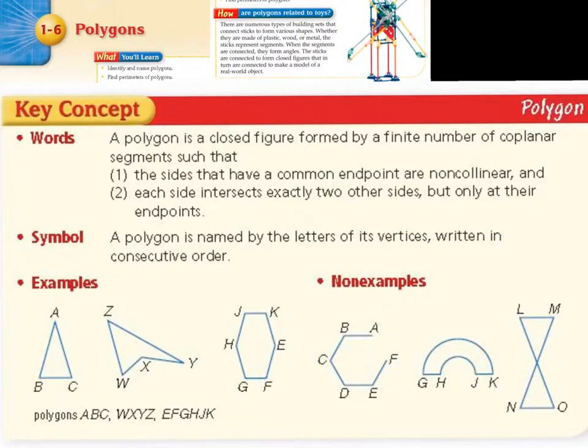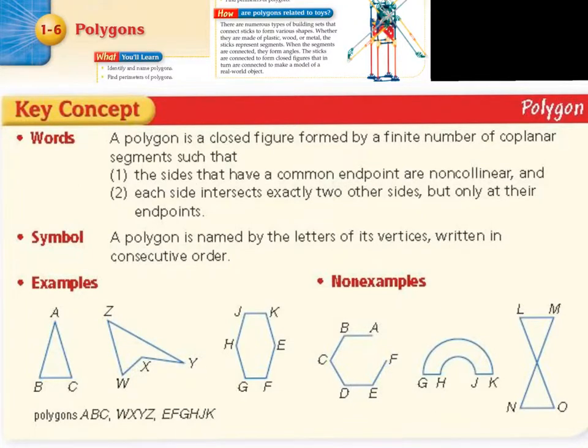A polygon is named by the letters of its vertices written in consecutive order. So this triangle could be named ABC, or it could be ACB or CAB. So the order where you start doesn't matter, but once you've committed, so if they do WX, then they have to continue YZ. But you could have started with X and gone WZY.